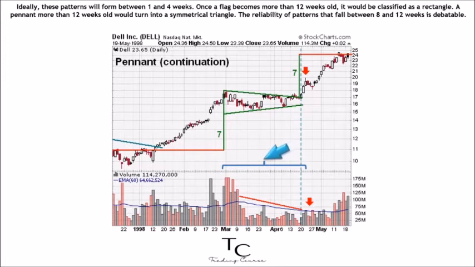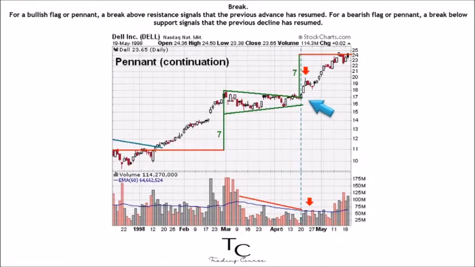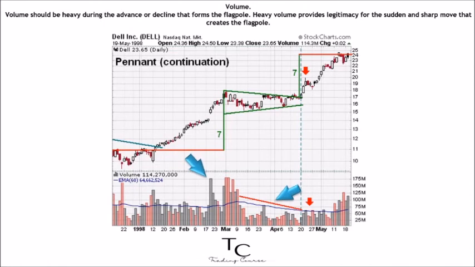Once a flag becomes more than 12 weeks old, it would be classified as a rectangle. A pennant more than 12 weeks old would turn into a symmetrical triangle. The reliability of patterns that fall between 8 and 12 weeks is debatable. Break. For a bullish flag or pennant, a break above resistance signals that the previous advance has resumed. For a bearish flag or pennant, a break below support signals that the previous decline has resumed.